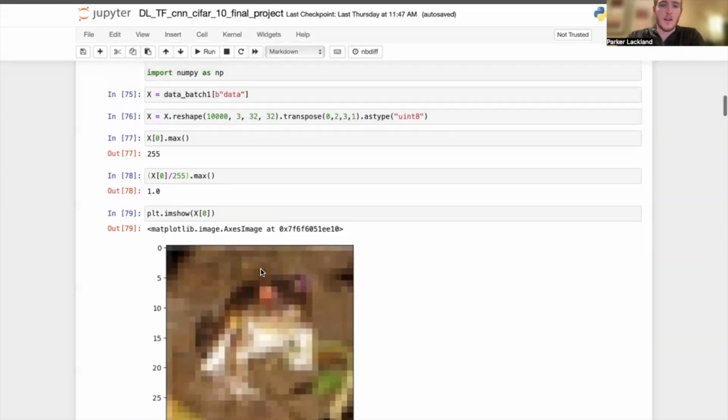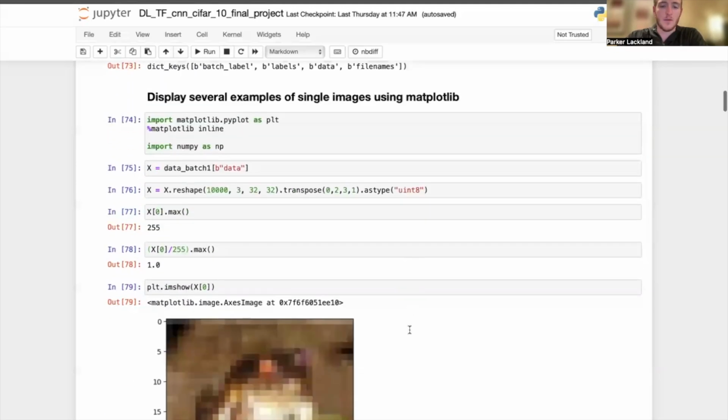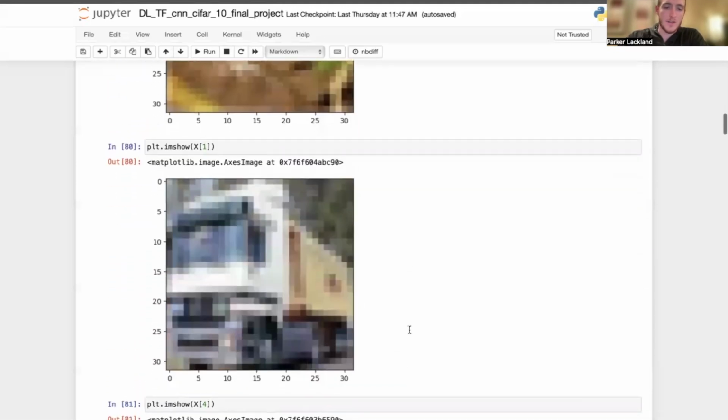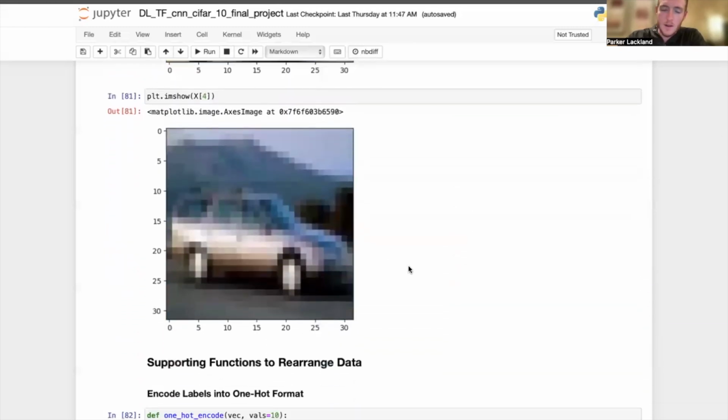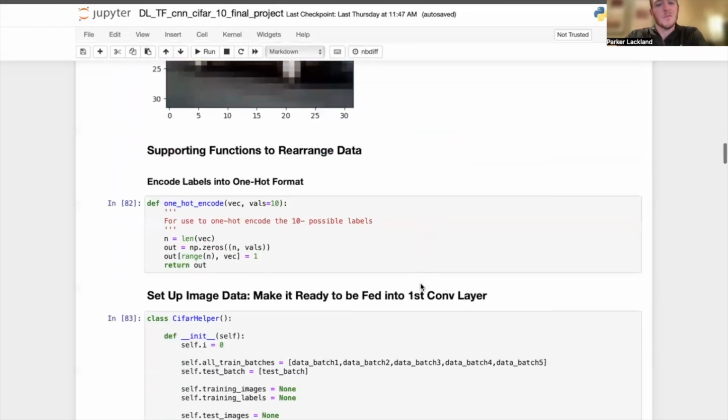These are just some different examples of what the images look like. So here you see that's pretty simple. That might be a bus or something, or a car, but just some examples.